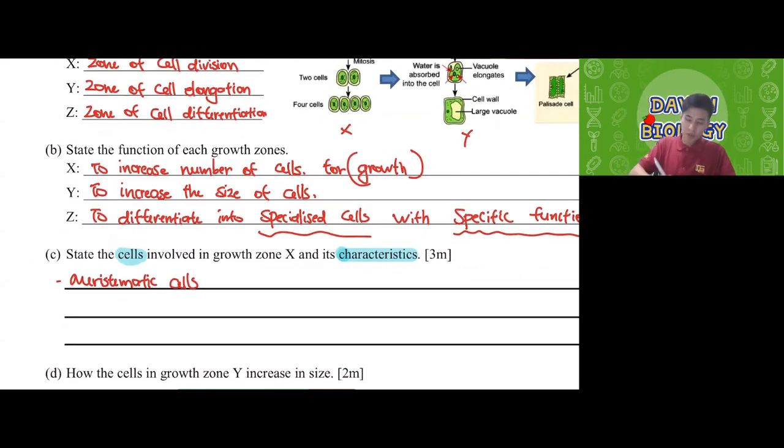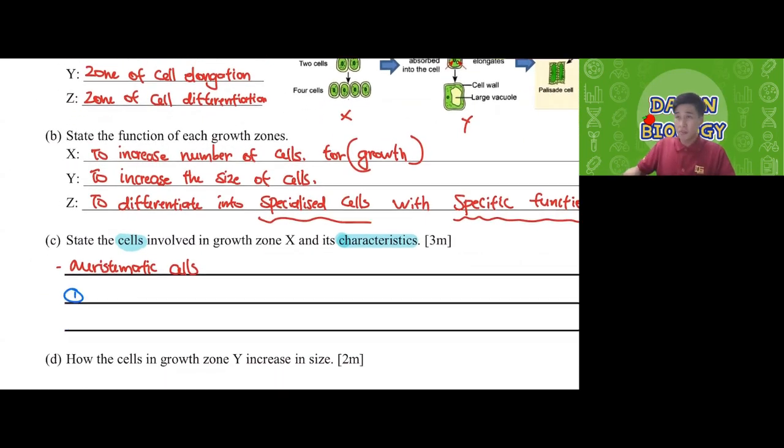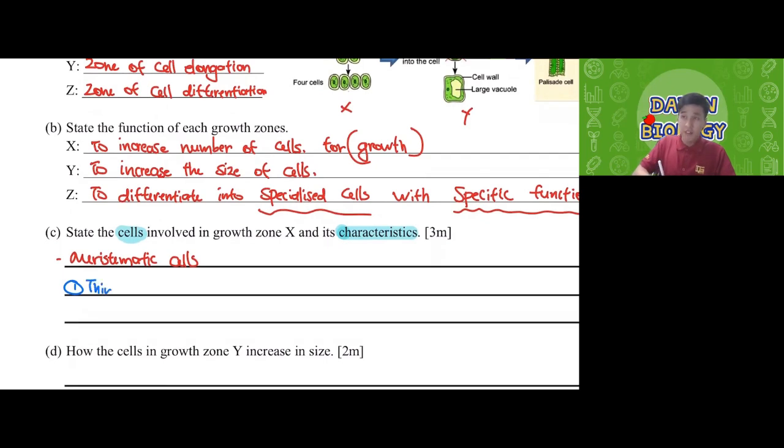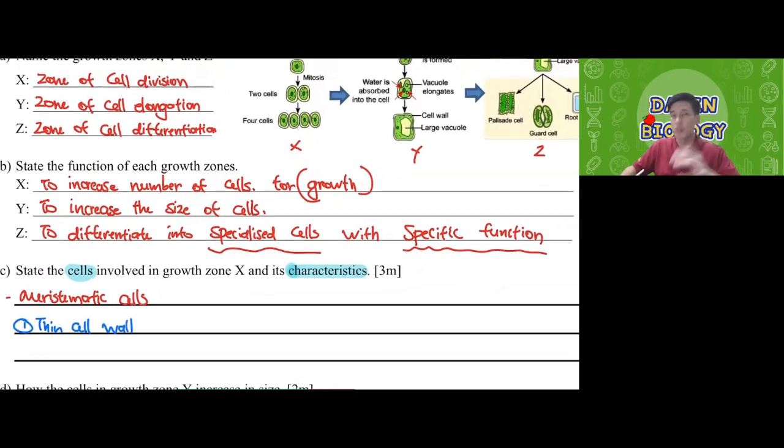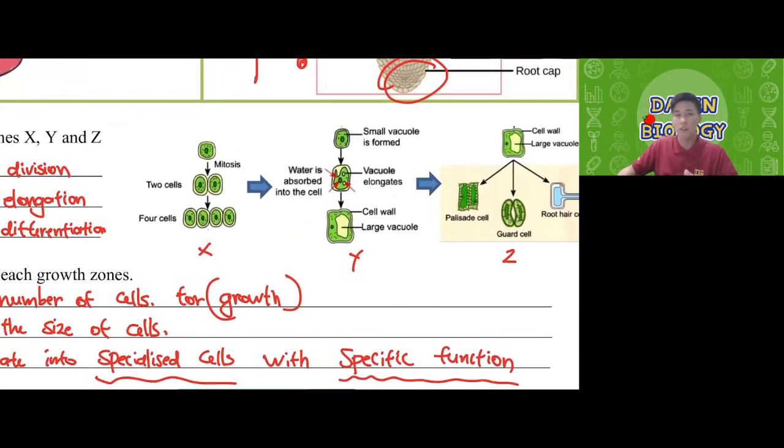So if they are baby cells, number one, all of them have a very thin layer of cell wall. Another thing is not very obvious, so I want you guys to look. Sometimes the answer is right in front of you, right in the diagram. If you look at these two diagrams, this cell and the cell that forms later in the zone of cell elongation, what's the most obvious difference you can see?